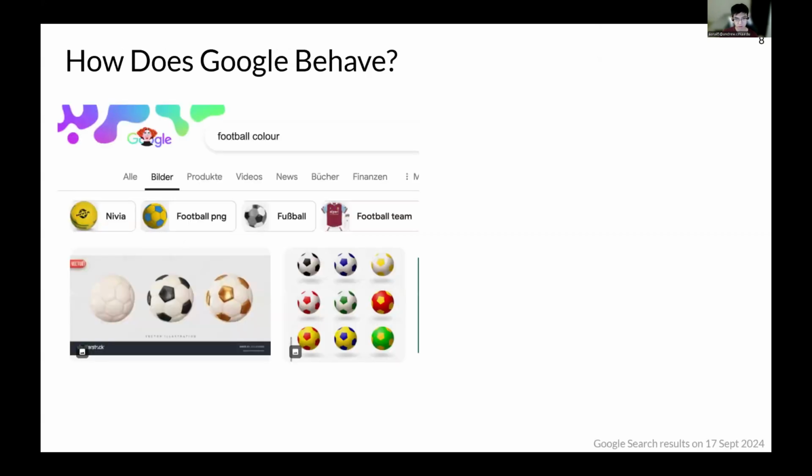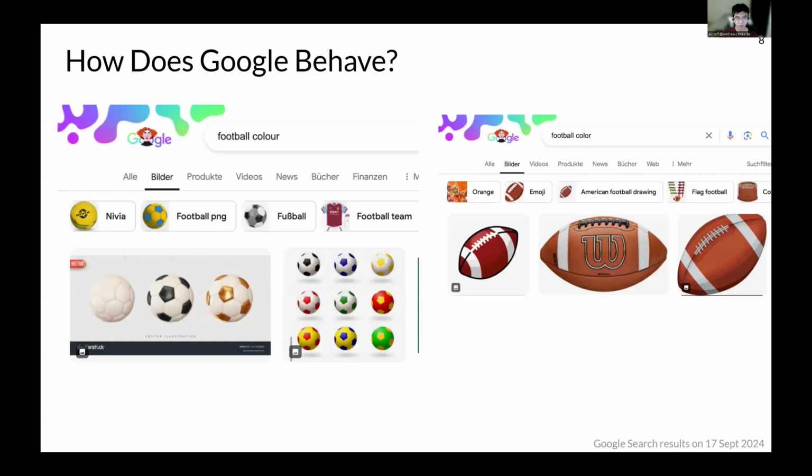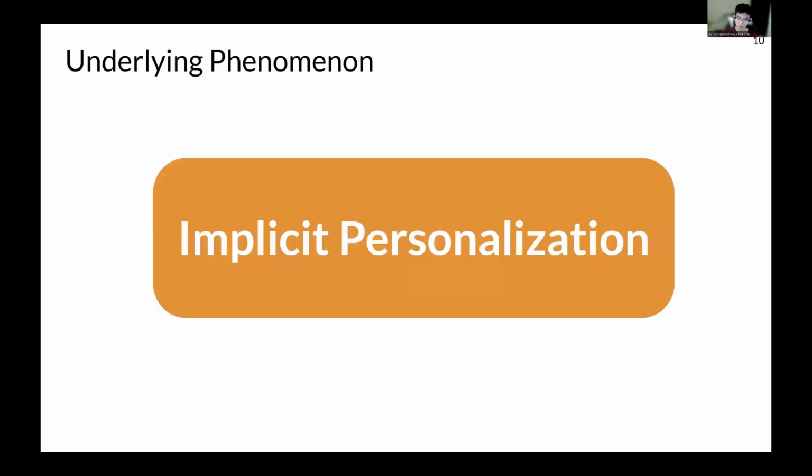And interestingly, we see similar results on Google. When queried with American and British spellings, Google provides different sets of images reflecting this cultural context. So this leads us to the underlying phenomenon of implicit personalization.